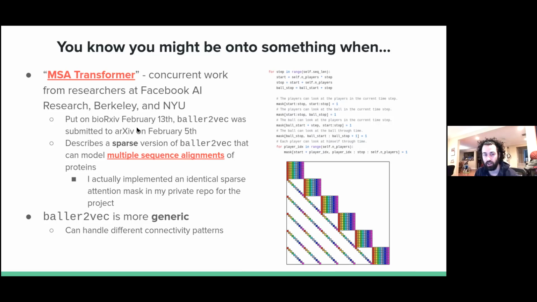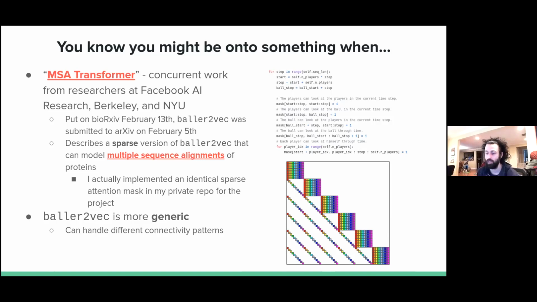And they basically considered their input as a set of sequences, and we considered our input as a sequence of sets, but they were doing this exact same thing, just described in different language. Their architecture is conceptually very similar to baller2vec, but they do a sparse operation with their attention mask. Funnily enough, I had actually implemented an identical sparse attention mask in baller2vec in my private repo that looks something like this. It's just kind of interesting concurrent work for completely different problems. Seems like a similar strategy.